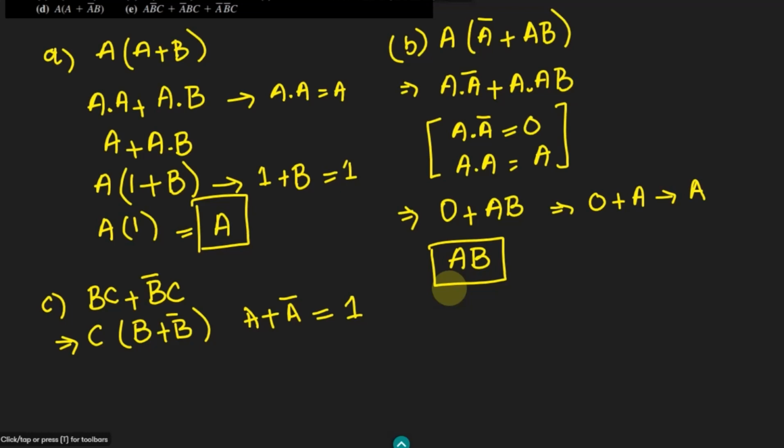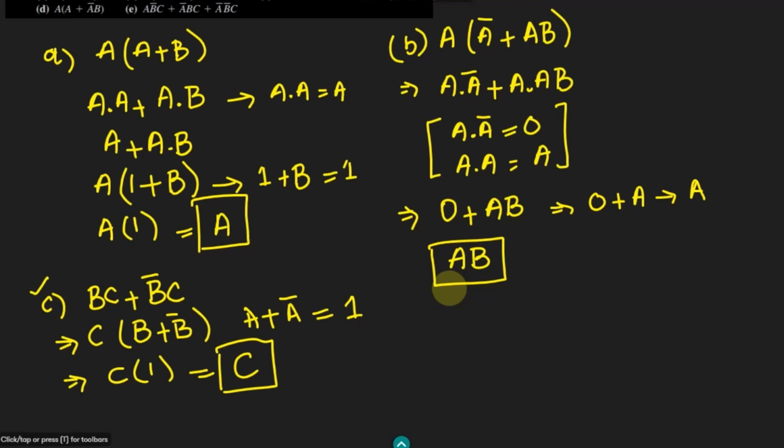So therefore this B plus B complement is also equal to 1. Okay, so therefore at the end 1 multiplied by C will be equal to what? This will be C. So this is the simplified version of this question, which is part C.